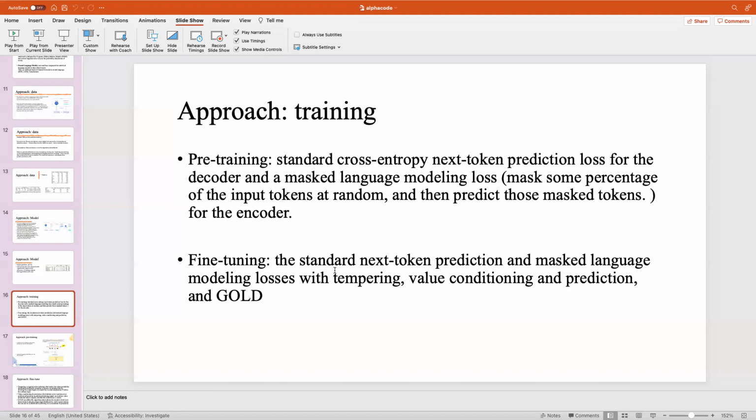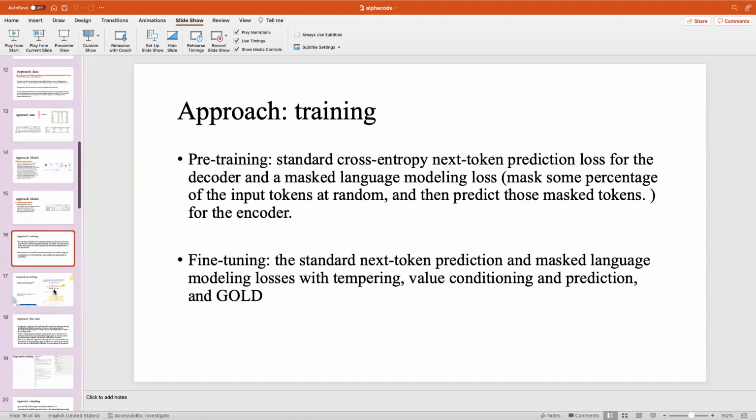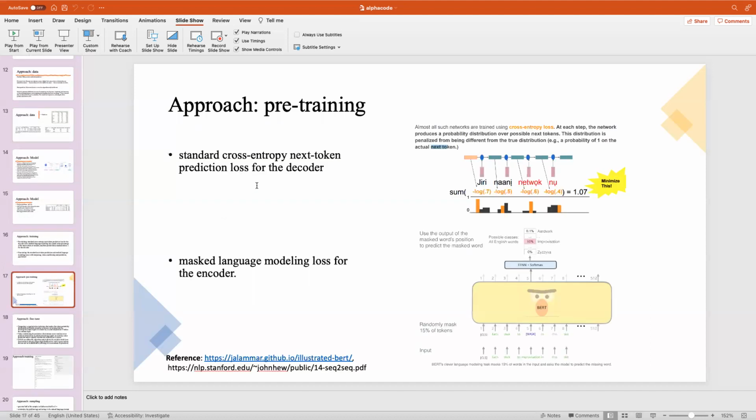The fine-tuning phase also uses the standard next token prediction and masked language modeling loss. But since it's a smaller domain, the authors also use tempering, value conditioning and prediction, and GOLD, which is a restriction to the loss function. These are some techniques the authors use in the fine-tuning phase. So here's the pre-training.